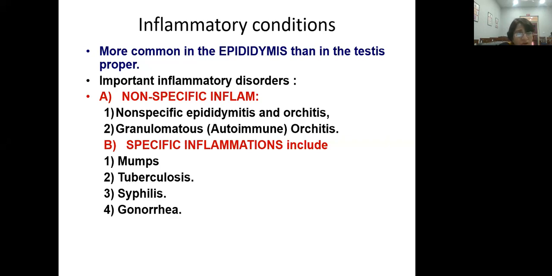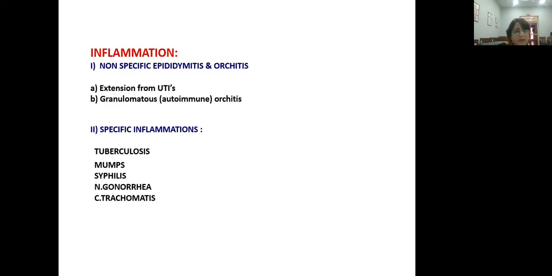Syphilis is a very important cause of orchitis, syphilitic orchitis, as are gonorrhea and Chlamydia trachomatis. These are the specific inflammations which affect the testes. Non-specific inflammations are the autoimmune and non-specific ones. Non-specific is usually due to an extension from an upper urinary tract infection. Specific inflammations, these are the causative agents: tuberculosis, mumps, syphilis, Neisseria gonorrhoeae, and Chlamydia trachomatis.